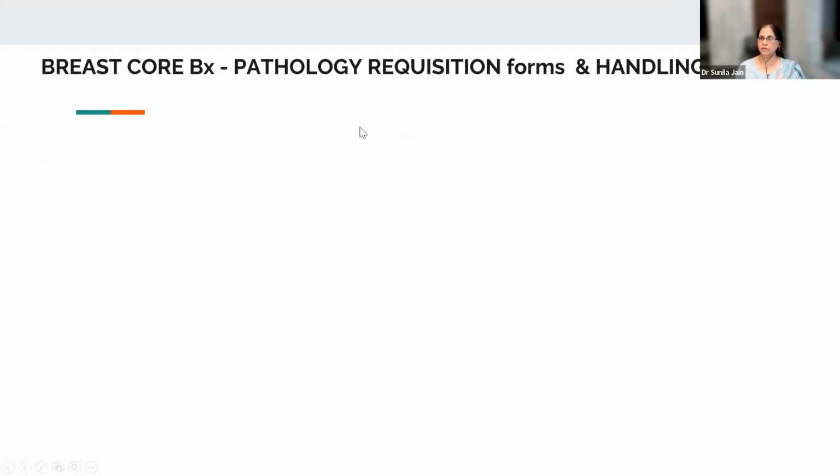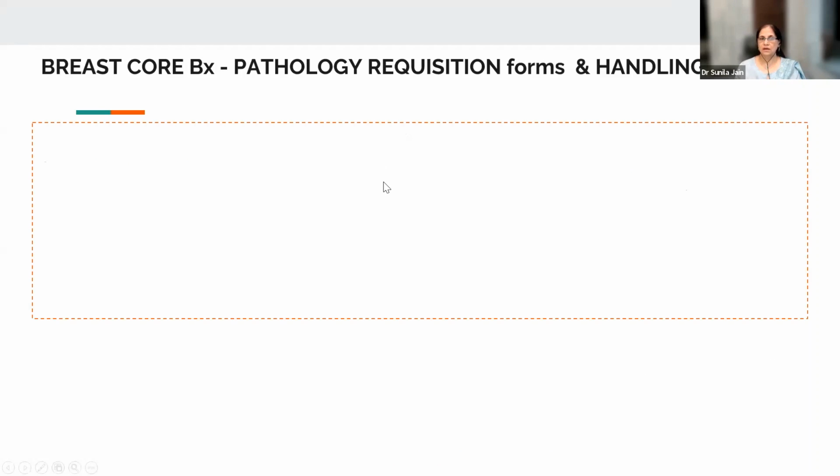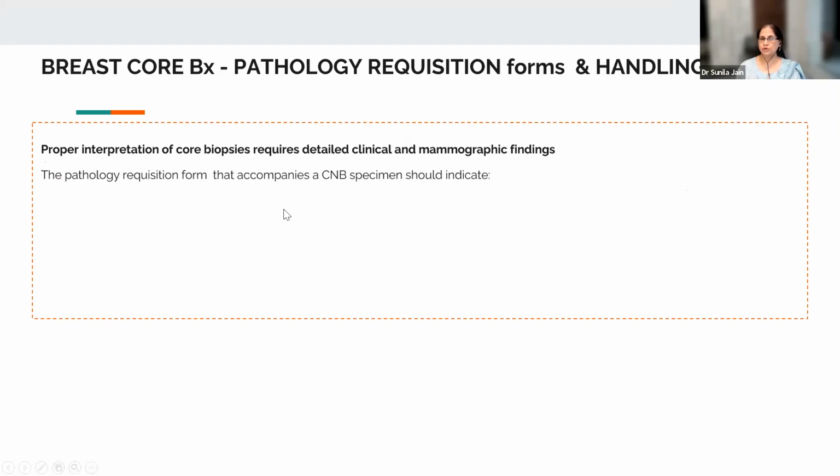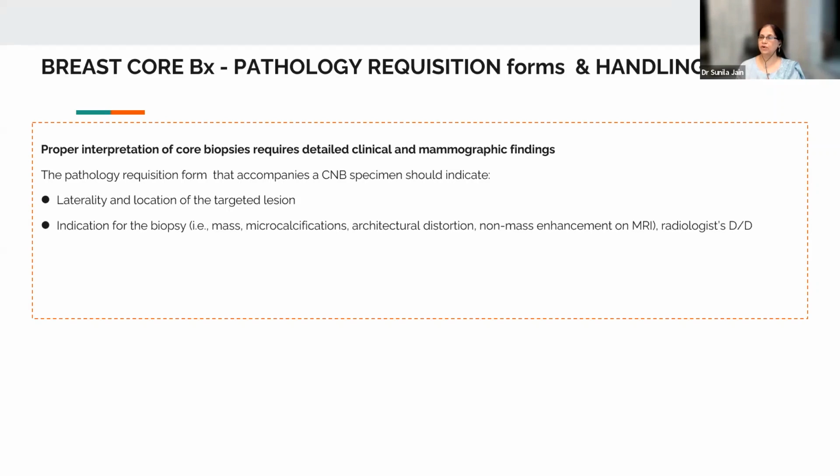Coming to the requisition form and handling, for proper interpretation of core biopsies we need the detailed clinical and mammographic findings. The requisition form should indicate the laterality and location of the targeted lesions. If there are multiple, then they have to specify the main lesion and the smaller lesions. It should state the indication of the biopsy: mass, microcalcification, architectural distortion. Whatever the radiologist's differential diagnosis is, it has to be mentioned.